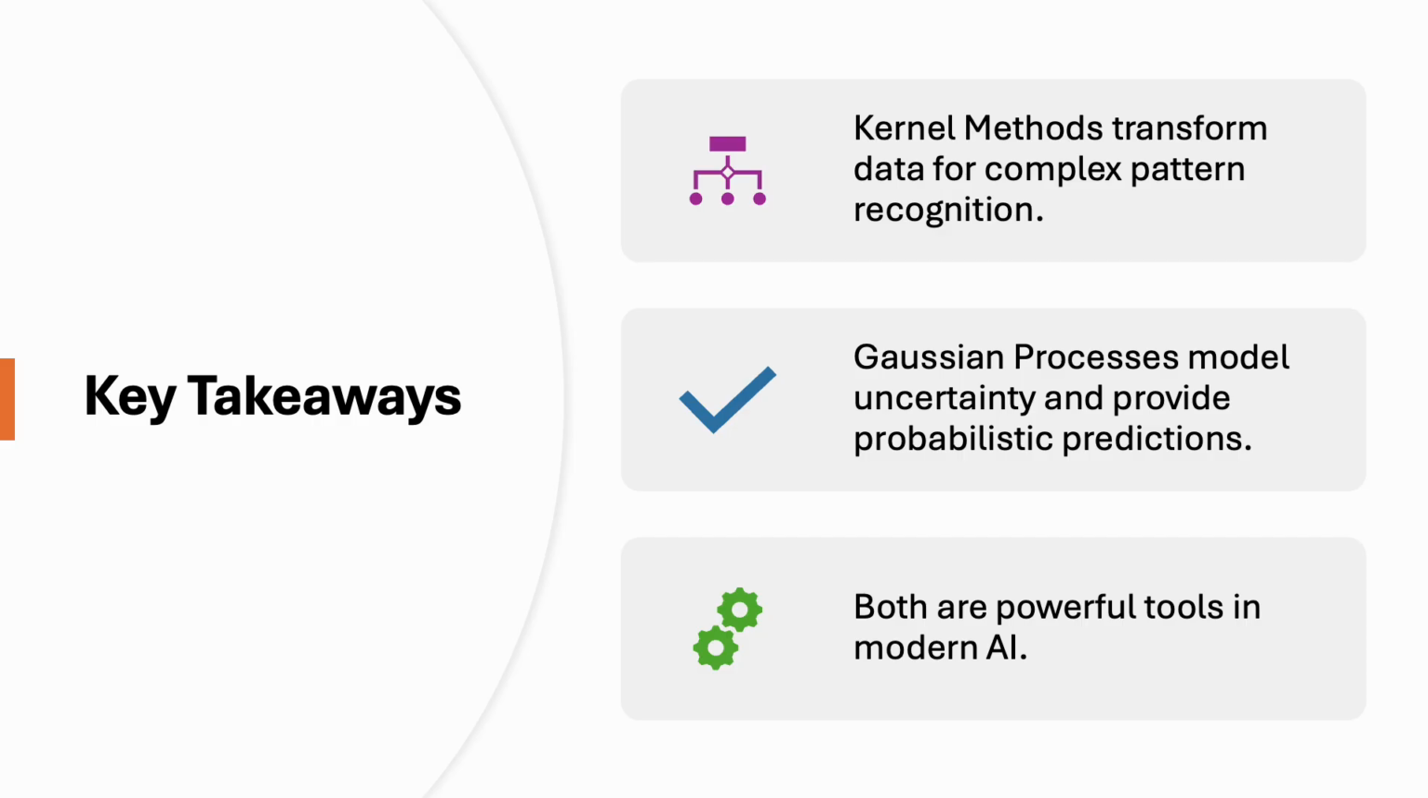The key takeaways of this lecture are: kernel methods transform data for complex pattern recognition. Gaussian processes model uncertainty and provide probabilistic predictions, as mentioned earlier. Both are powerful tools in modern artificial intelligence.